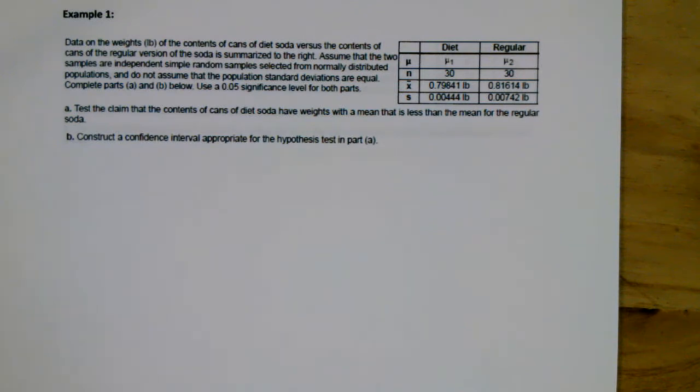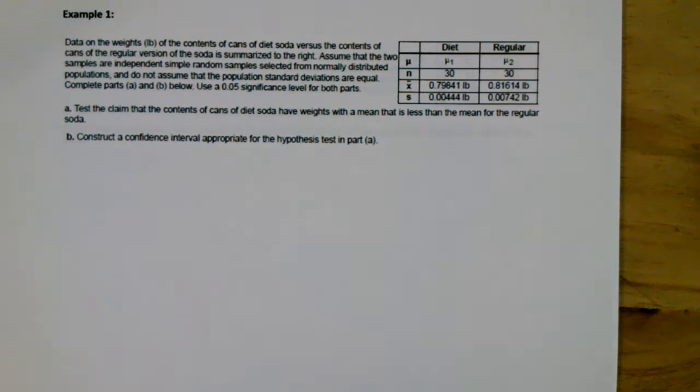Assume that the 2 samples are independent simple random samples selected from normally distributed populations, and do not assume that the population standard deviations are equal. Complete parts A and B below. Use a 0.05 significance level for both parts.